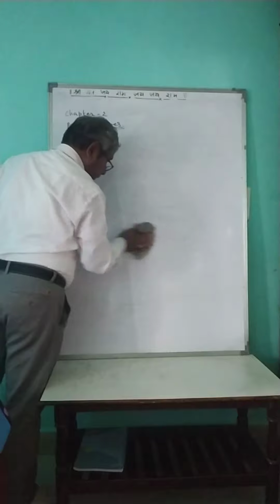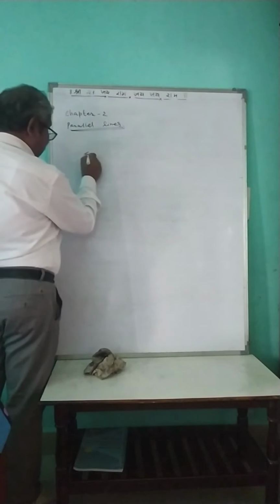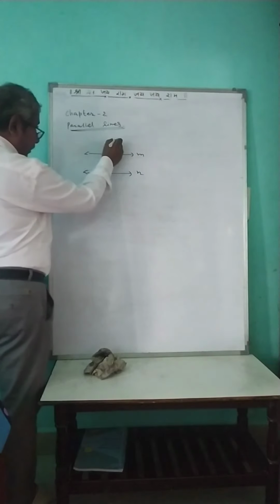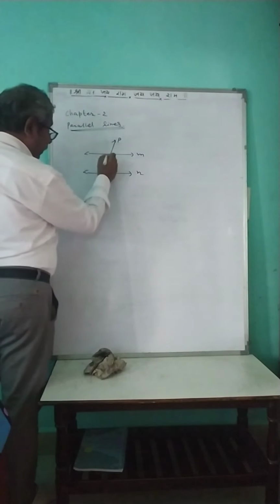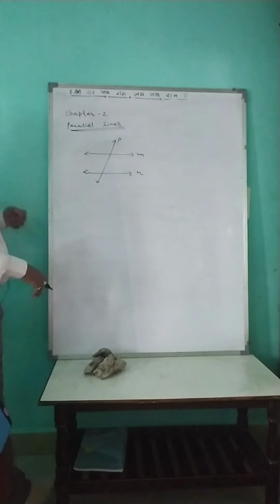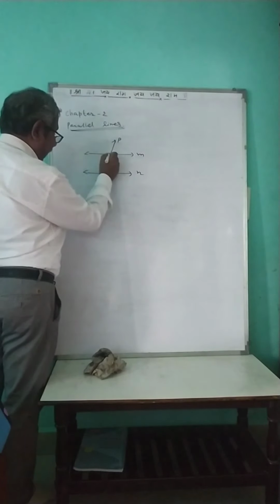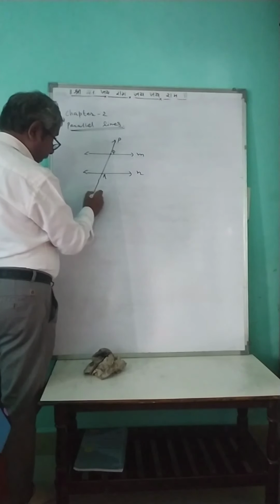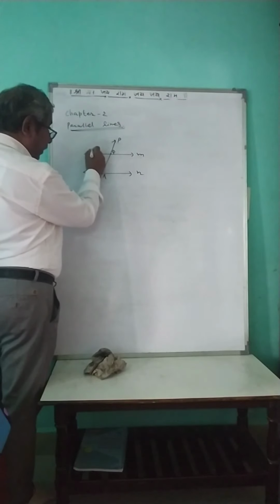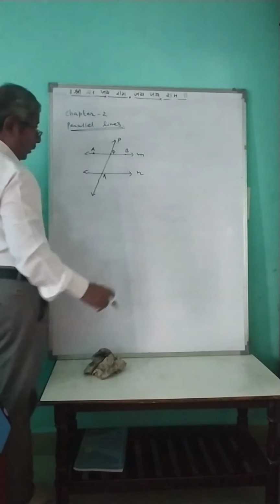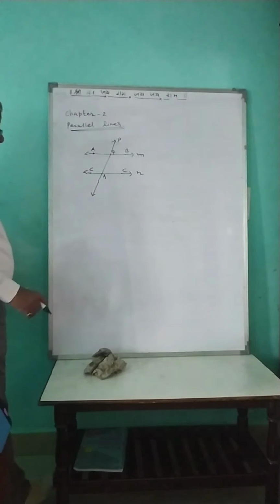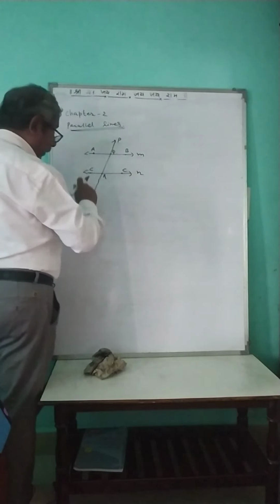suppose the two lines M and N are parallel lines and P is the transversal, and this transversal P intersects M and N at Q and R, and there are 2 points A and B on line M and C and D on line N.